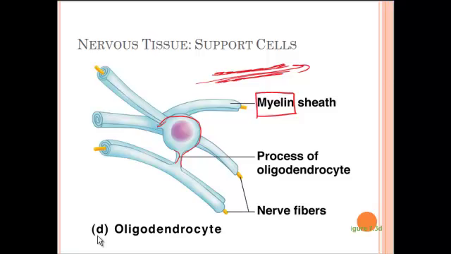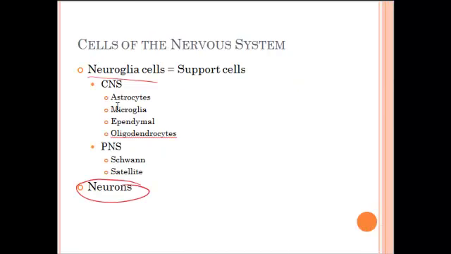So those are the cells of the central nervous system, the support cells. We looked at astrocytes, the star-shaped cells that nourish the neurons, the microglial cells that clean up, the ependymal cells that circulate the cerebrospinal fluid, and then oligodendrocytes, which are dealing with myelination.